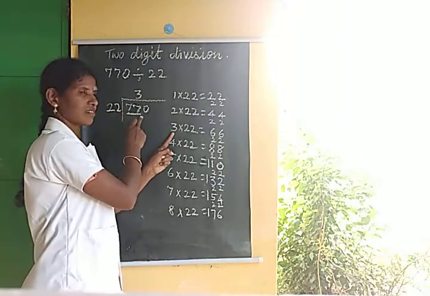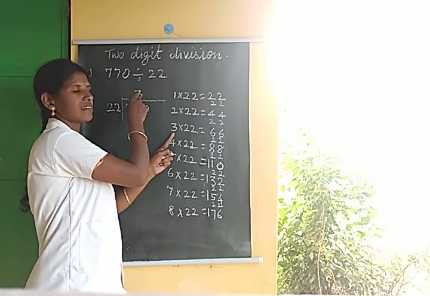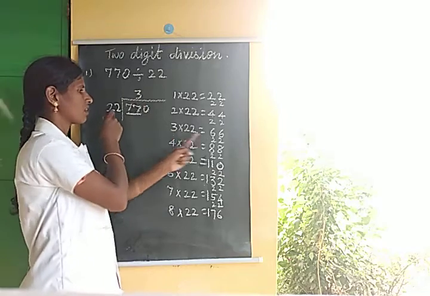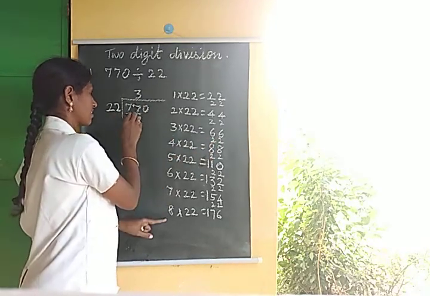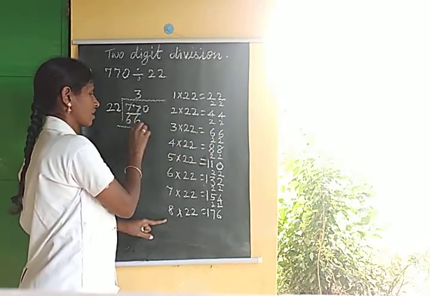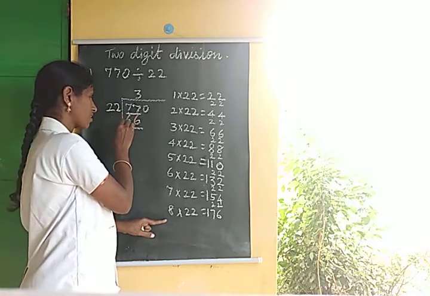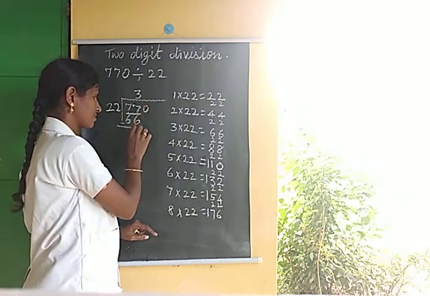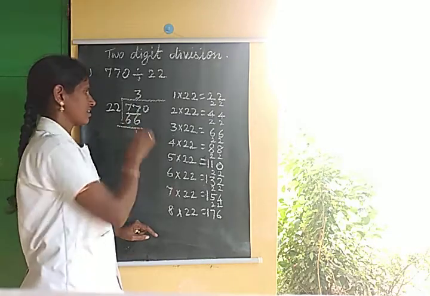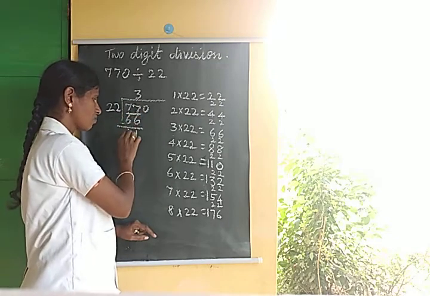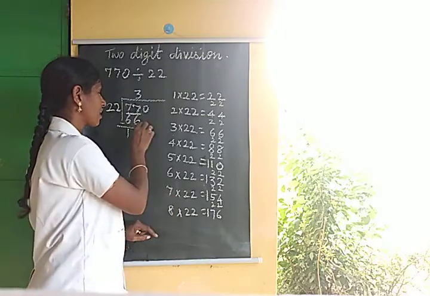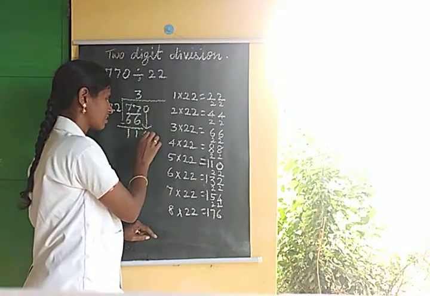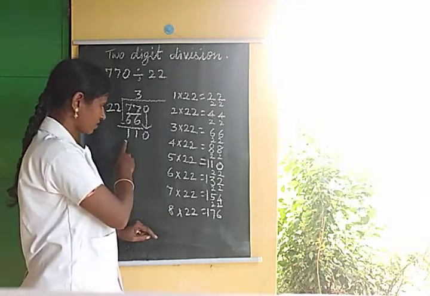I am taking 77, so I am writing the answer, 3, in the quotient. 3 22s are, what is the answer? 66. After writing this, we have to subtract. 7 minus 6 is 1. We have to take down the third number. What is the third number? 0. Now what is this number?